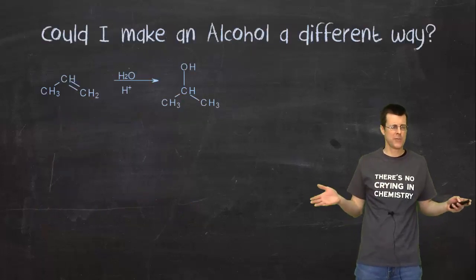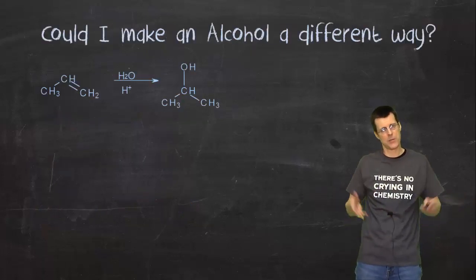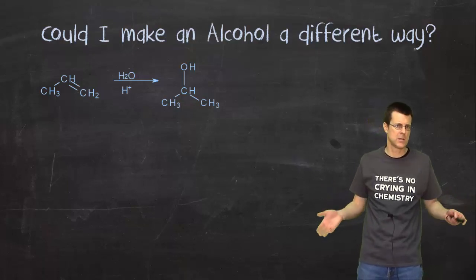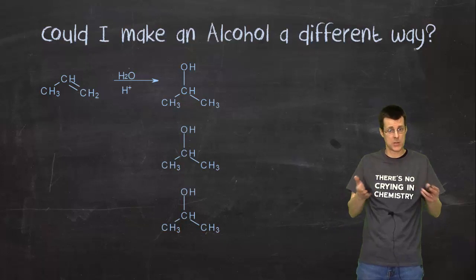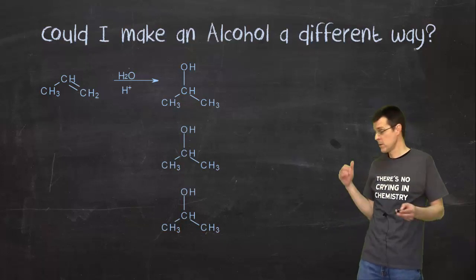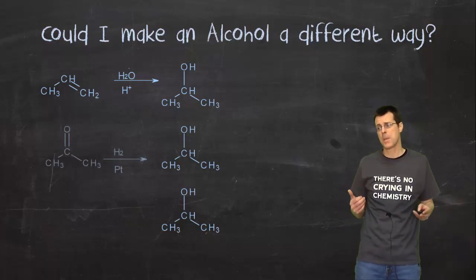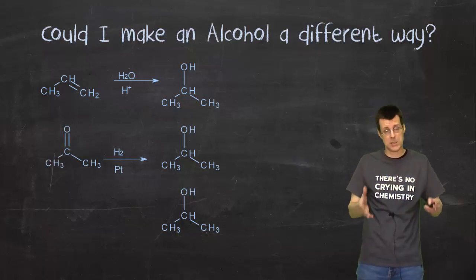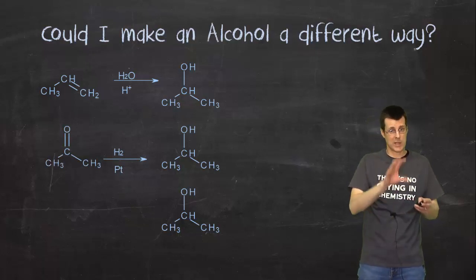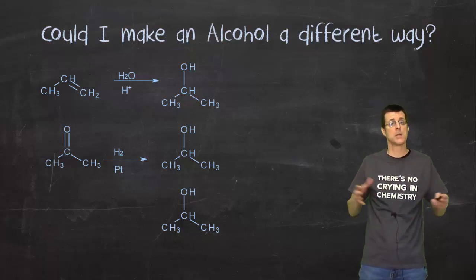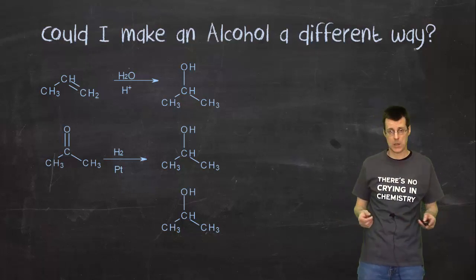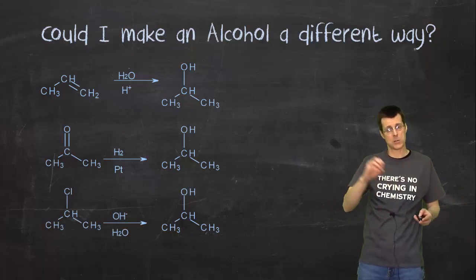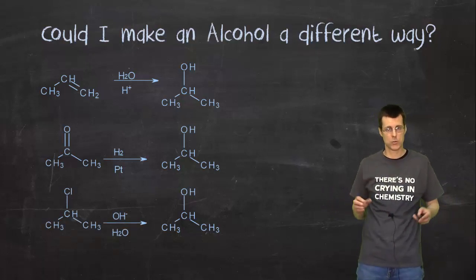Okay, now, if I thought, I know how I could make that alcohol, could I also make it a different way? And the answer is yeah. There's actually two other ways that we'll have to make that exact same alcohol. I could start with an aldehyde, or sorry, in this case, it's a ketone, and I could reduce it. I could add hydrogen across the double bond, finishing up with the alcohol. Or I could do a substitution reaction where I'm taking a chlorine out and putting an OH group on.